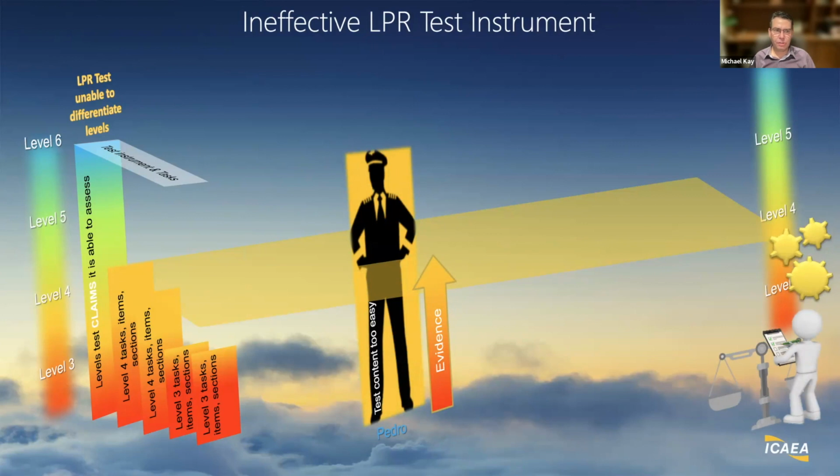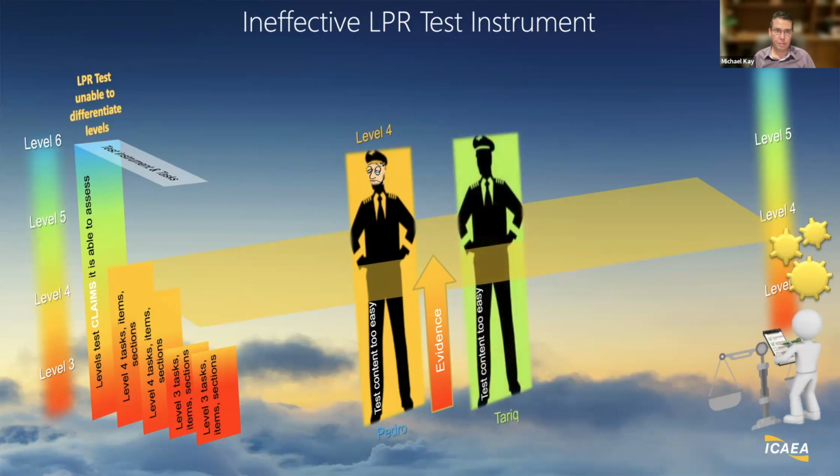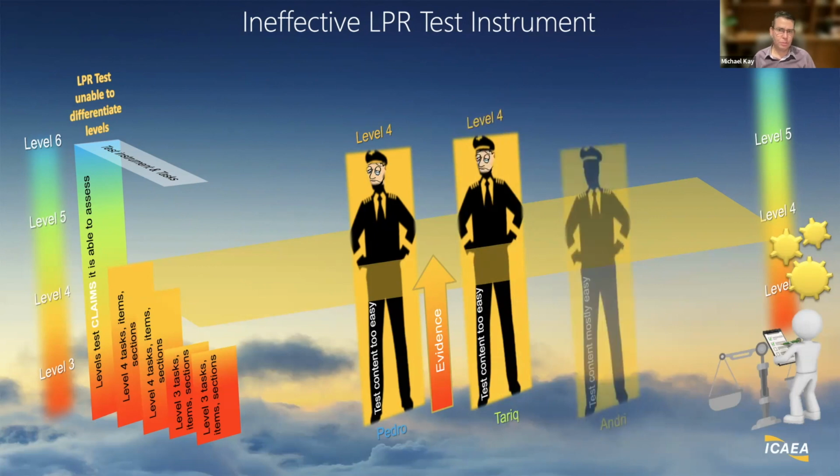There's not a lot of evidence that he's able to perform up to the level 6 standards because he's doing really well. And possibly he might just get level 4 if it was a good test, and the test is administered correctly. This is not likely to happen, though. We'll see that in a minute. Tariq may also get a level 4 because theoretically he's only demonstrating the ability up to those level 4 tasks. So he's going to be quite disappointed as well.